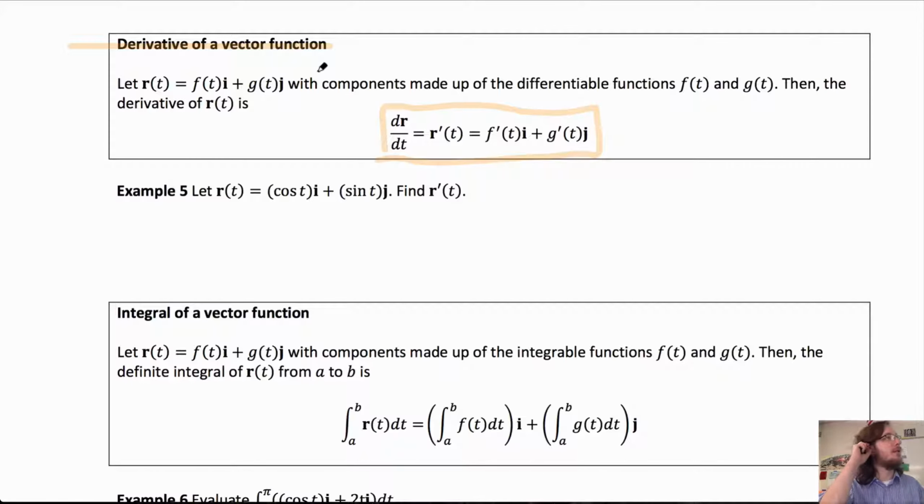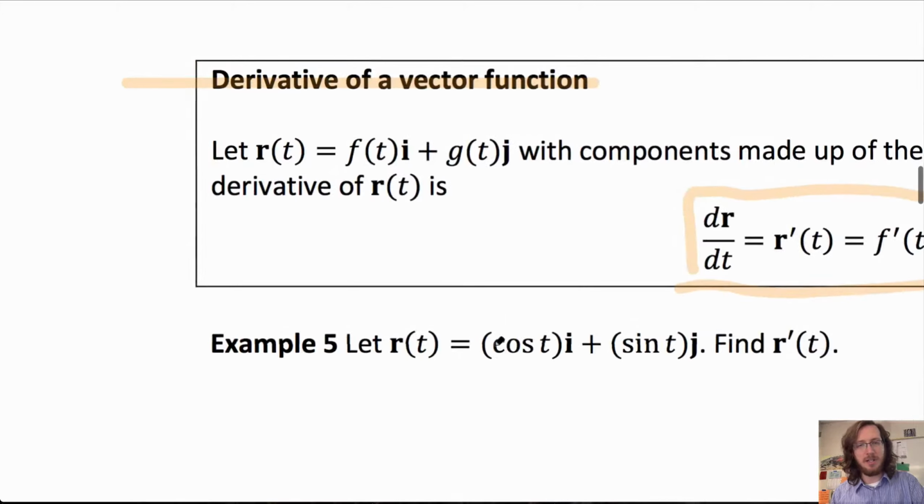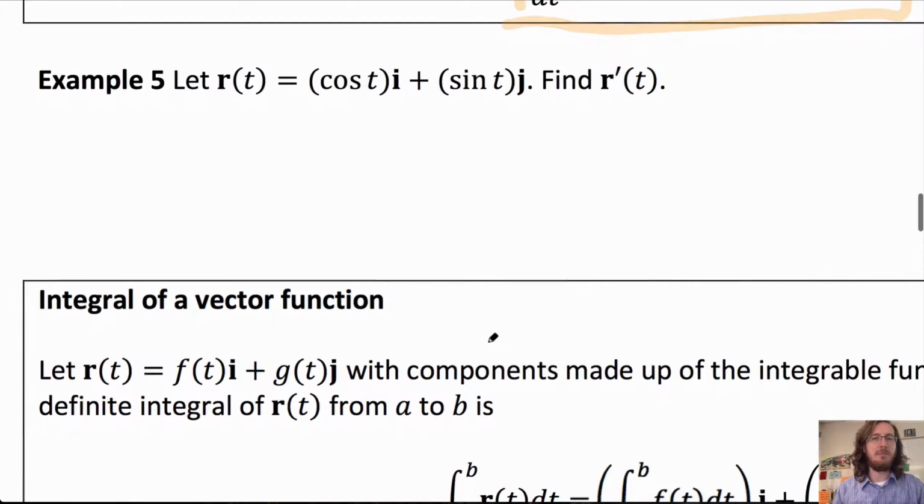Okay, again, nothing too extreme, no new procedures or tasks or anything. We're just finding two separate derivatives within one of these vector valued functions. So let's try one. Example 5. Similar looking function. It says let r of t equal cosine of t i plus sine of t j. We want to find the derivative of r of t. So we want to take the derivative of our horizontal component. The derivative of cosine is the opposite of sine.